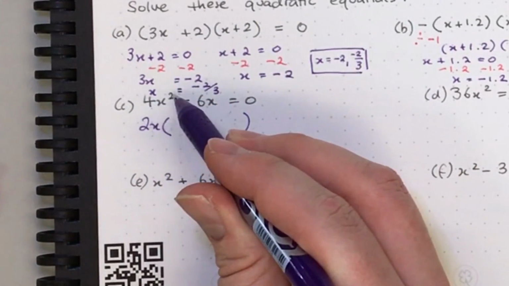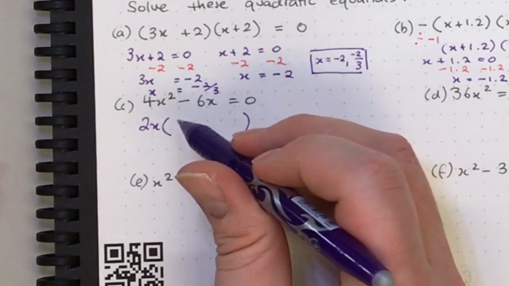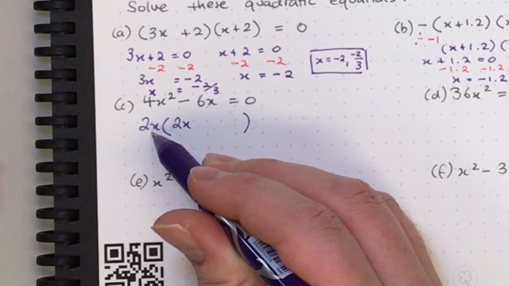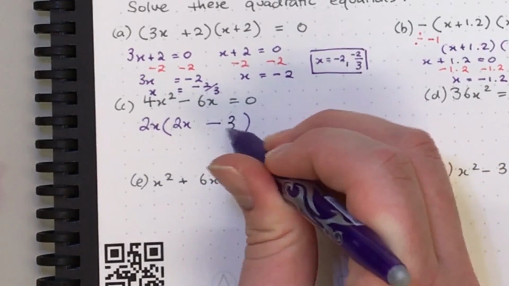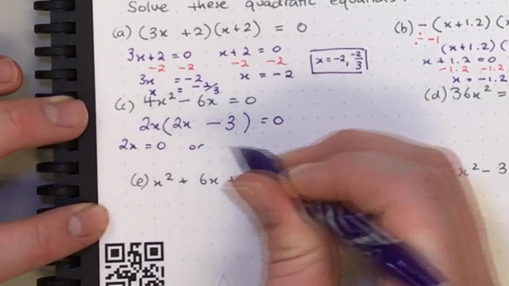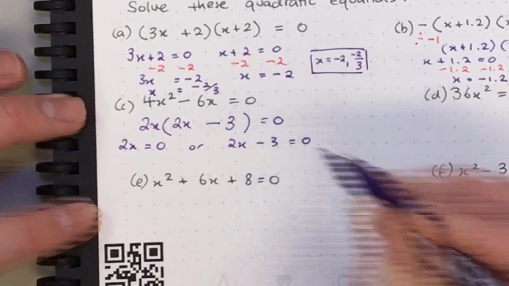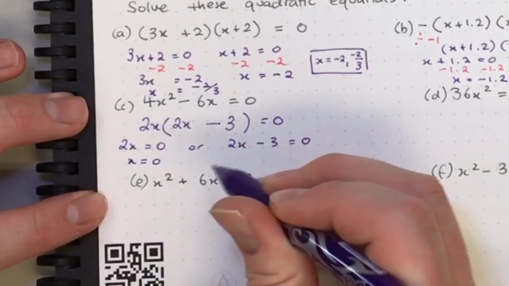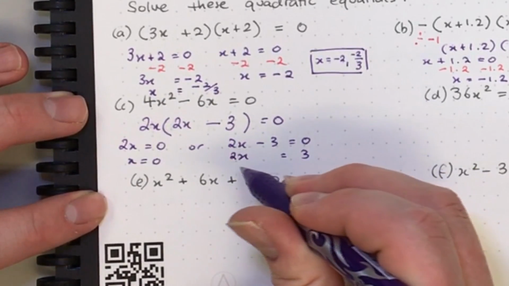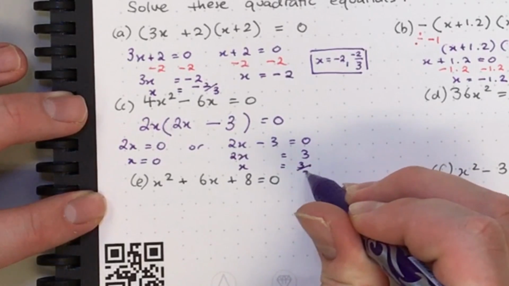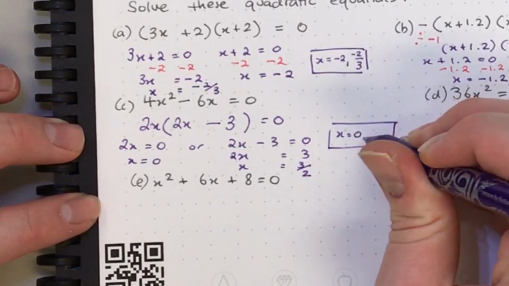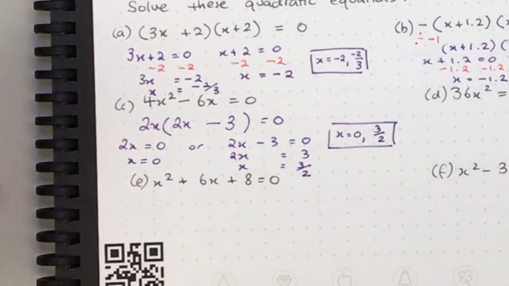Because what is 4x squared divided by 2x? 2x, yeah. Negative 6x divided by 2x? Minus 3, yeah. So either 2x is equal to 0 or 2x minus 3 equals 0. So either x equals 0 or 2x is equal to 3, just adding 3 on both sides, and x is 3 over 2. So my two possible answers would be 0 or 3 over 2.